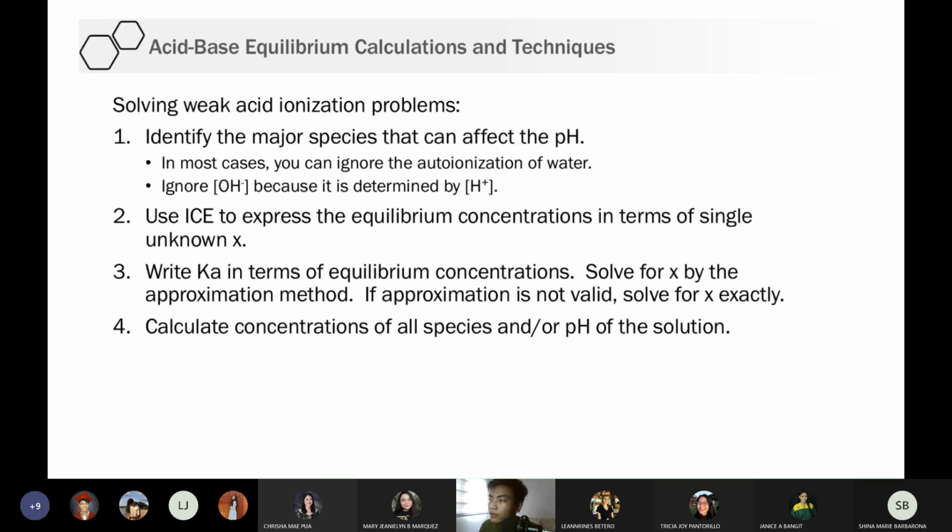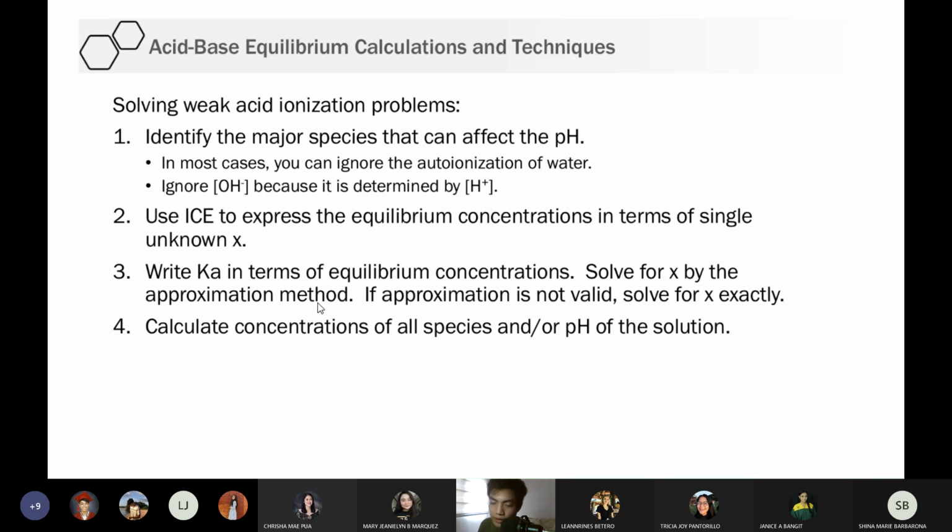And then after obtaining the C, you get the E, the equilibrium. You just add the I and the C to get the E expression with x now. Then you plug those E expressions into your Ka or Kb, your equilibrium constant, and then solve for the value of x. Once you are able to solve for x, you can determine the equilibrium concentration by replugging it into the equilibrium concentration expression. So that's what we did last time.